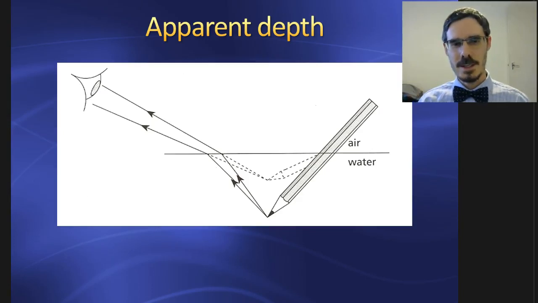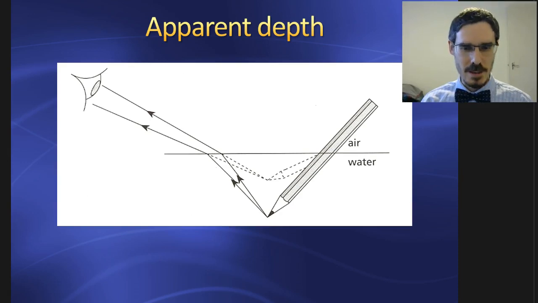So here's an interesting consequence of the way refraction works. When you look at something like a pencil in water, it looks like the pencil is bent. When you look at something in a swimming pool, like a coin or a ball or something at the bottom of the pool, it actually looks closer than it really is. This is called apparent depth.